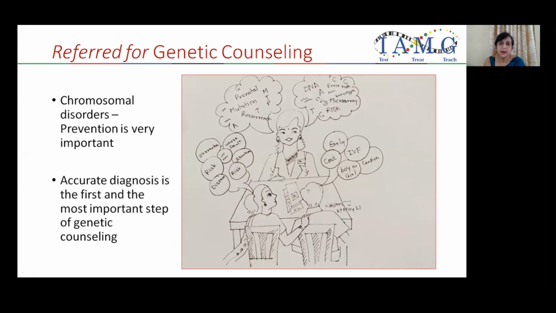Cytogenetics is traditionally described as analysis of chromosomes. Chromosomal disorders usually are associated with significant neurodevelopmental disabilities, and hence prevention of these disorders by prenatal diagnosis is very important.